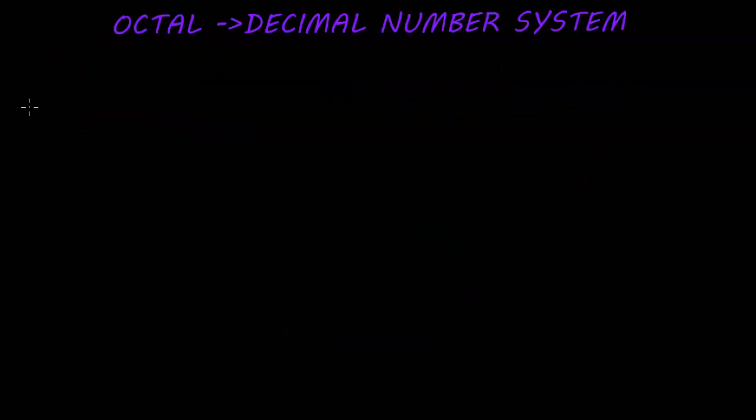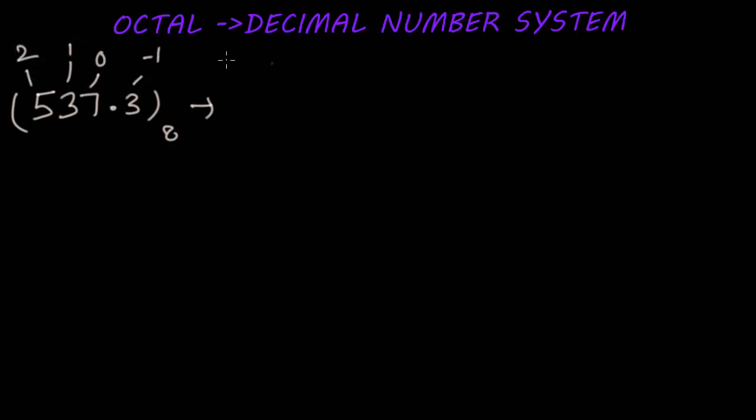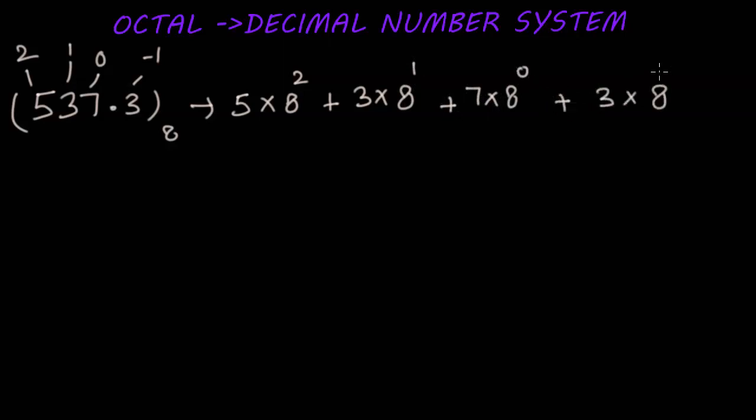Let's take an example with a fractional number. So we have 537.3. This number is an octal number. Again, this is my 0 position, first position, second position, and the 3 is in its minus 1 position. So let's write this with an octal weighting. We have 5 into 8 raised to 2 plus 3 into 8 raised to 1 plus 7 into 8 to the power 0 and plus 3 into 8 raised to minus 1.